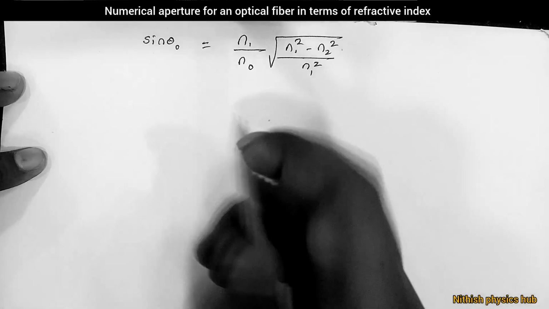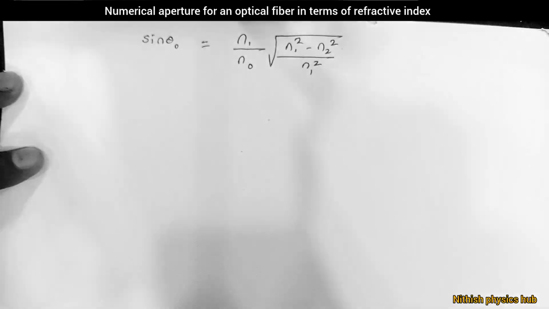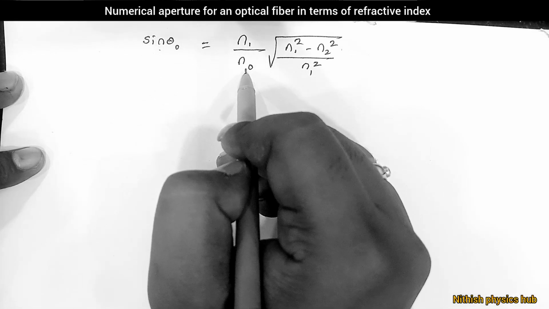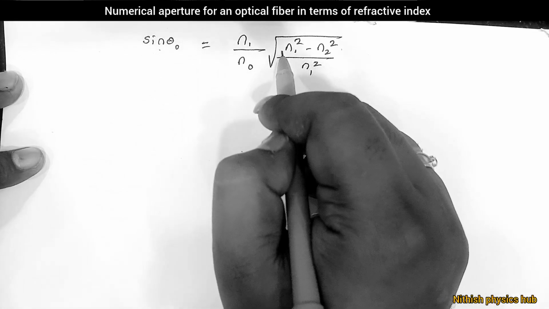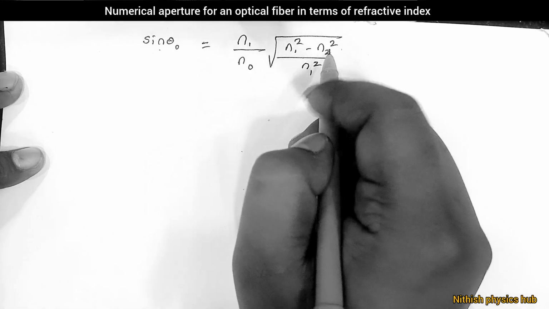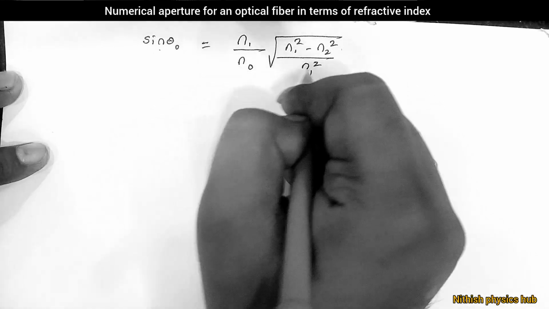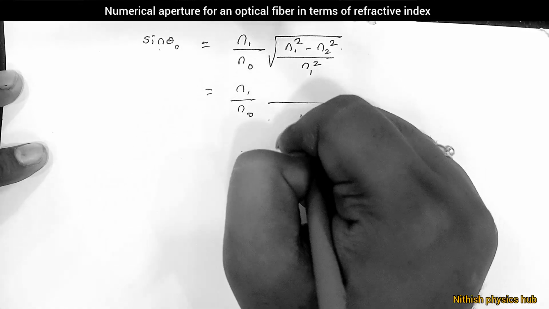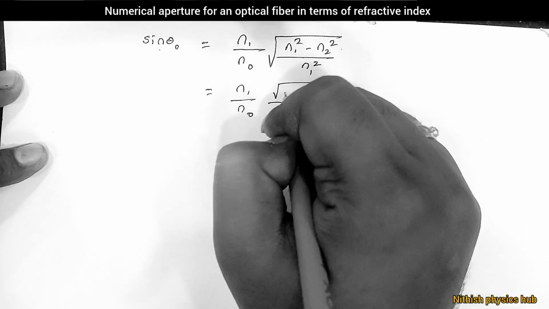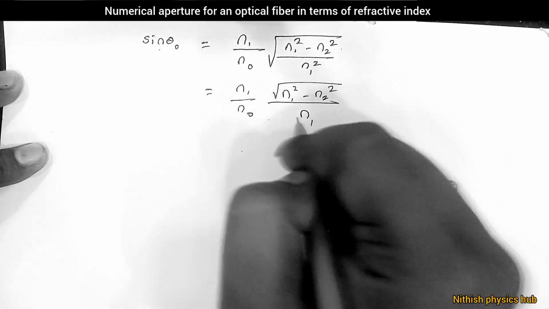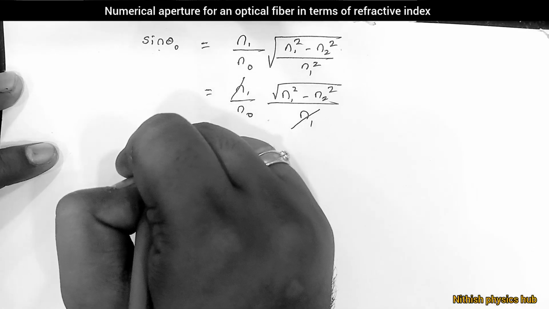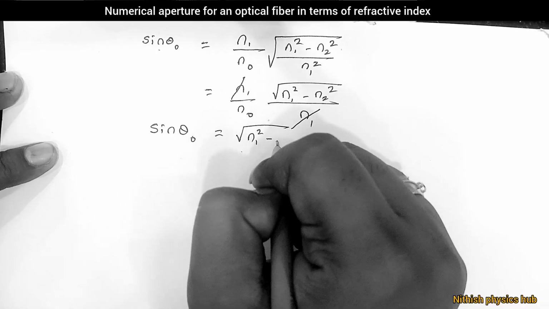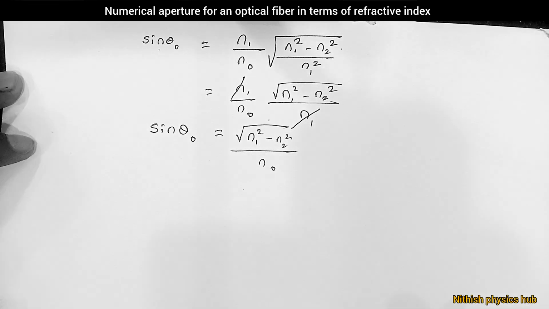Now I have rewritten this equation as sine theta naught is equal to n1 divided by n naught, by taking LCM, the square root of n1 square minus n2 square over n1 square. Since it has a root, I will remove the denominator's root, because square and square root will cancel and the remaining is n1, and the square root of n1 square minus n2 square. So n1 gets cancelled. So what is the remaining? Sine theta naught is equal to the square root of n1 square minus n2 square divided by n naught.